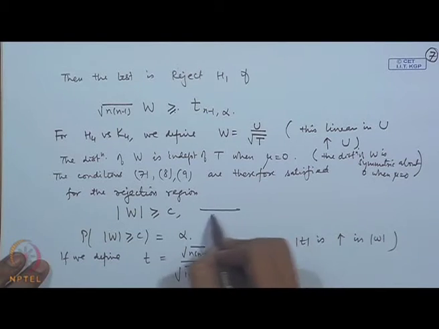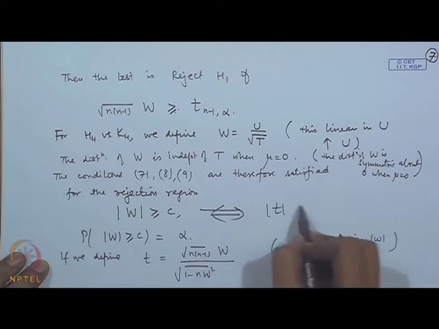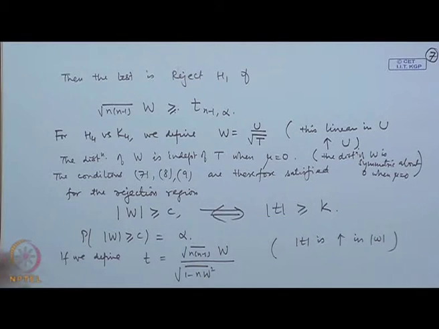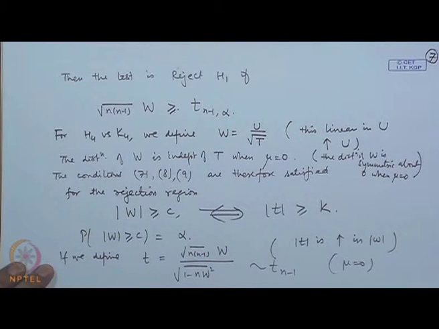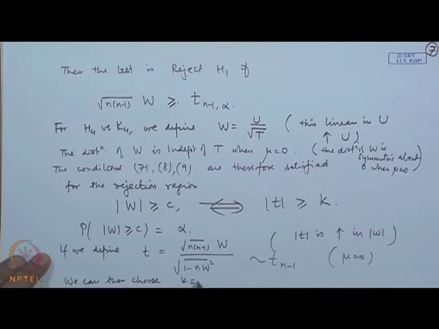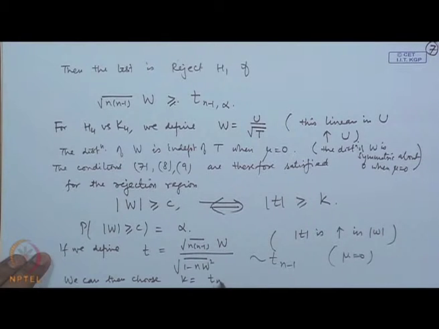So, this region is then equivalent to modulus t greater than or equal to k, and the distribution of t is nothing but t distribution on n minus 1 degrees of freedom when mu is equal to 0. So, we can choose then this k as t n minus 1 alpha by 2.